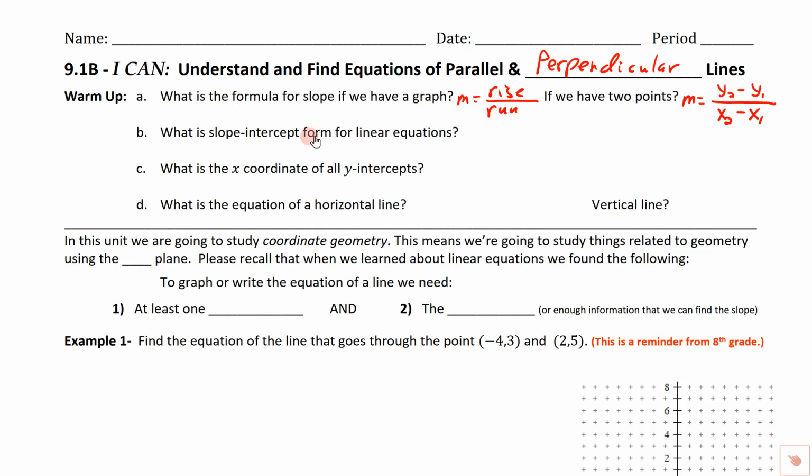And then what is the slope-intercept form of linear equations? Well, we usually write them in slope-intercept form, and that is y equals mx plus b. So if somebody says slope-intercept, we're talking about y equals mx plus b. And if somebody says y equals mx plus b, then we're talking about slope-intercept form.